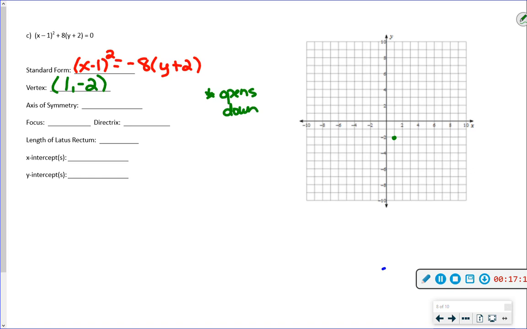I just like to know that, okay? Now, I want to know what p is. That is the key to all of this. So our coefficient in front of the y is that negative 8.